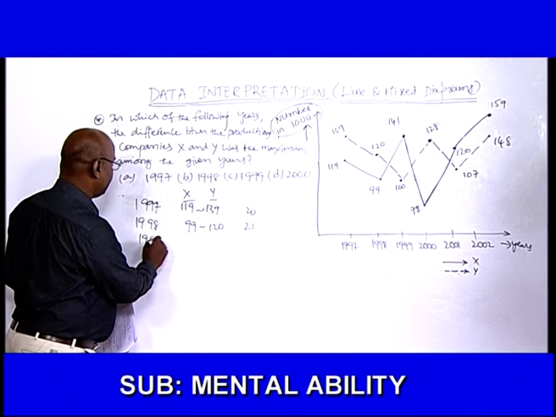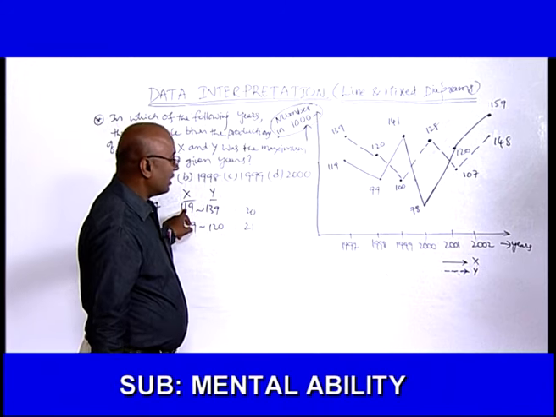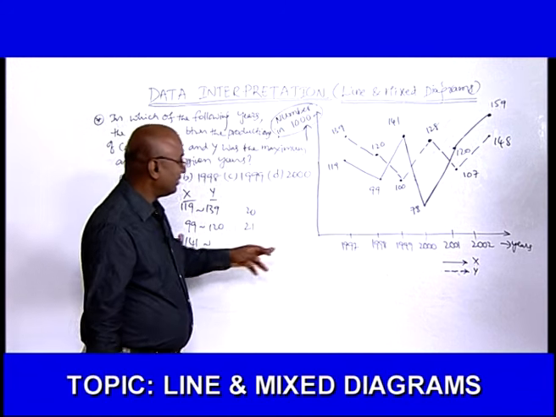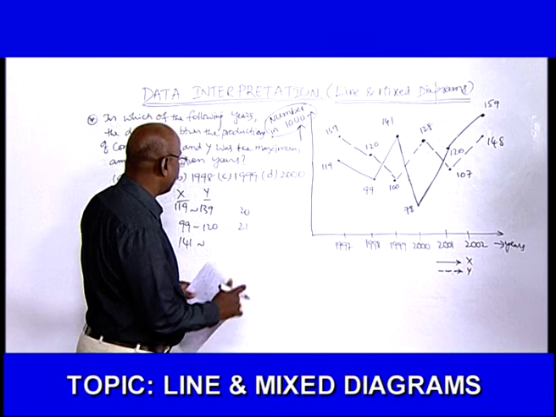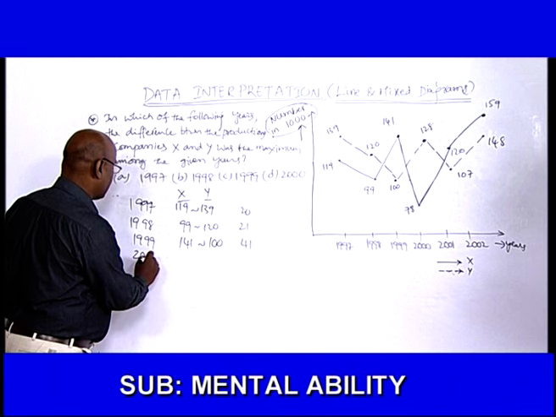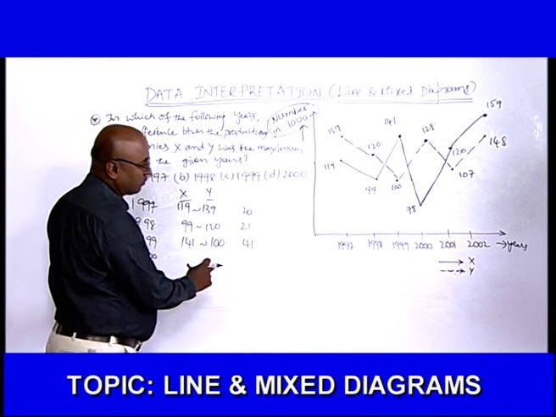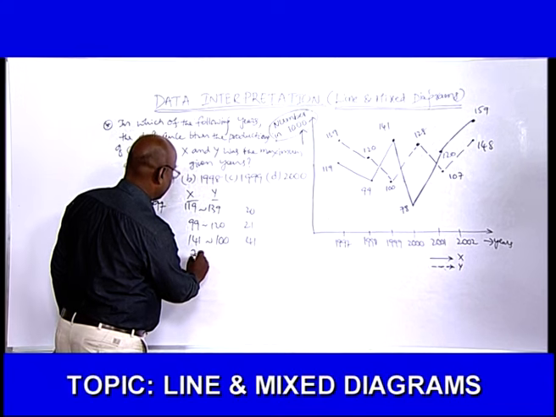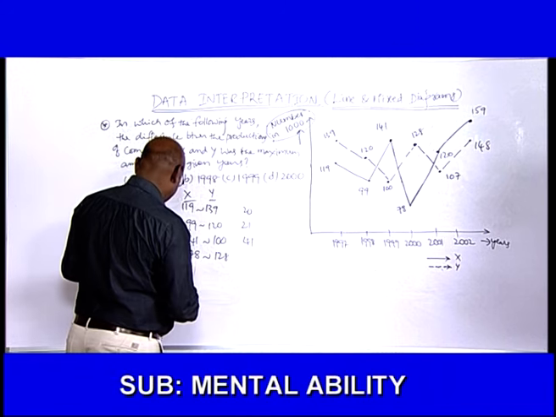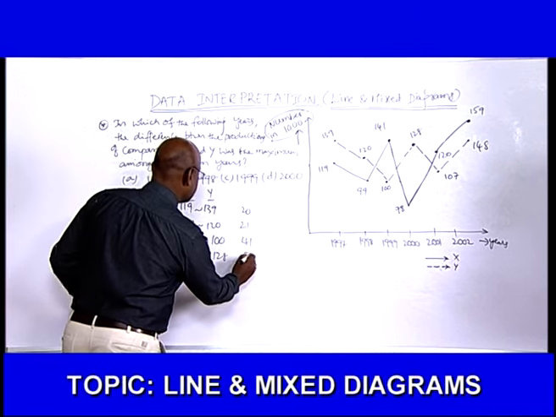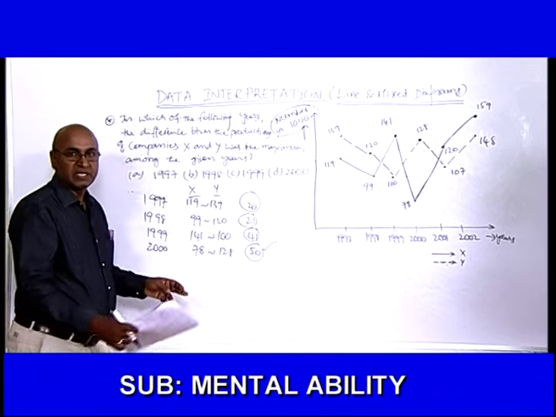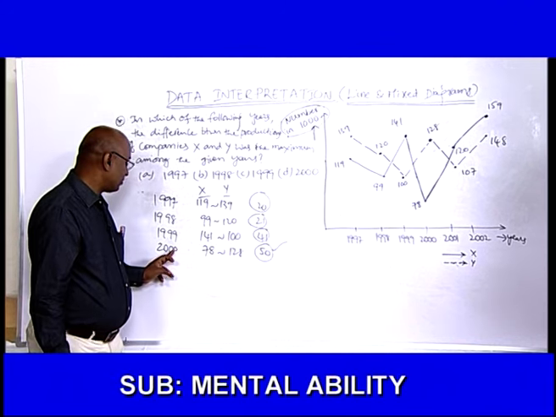And in the year 1999 company X's production is 141 and the production of Y is 100. So the difference is 41,000. And in the year 2000 company X's production is 78 and company Y's production is 128. So 128 minus 78 is 50,000. So the maximum is 50. So the difference is maximum in the year 2000.